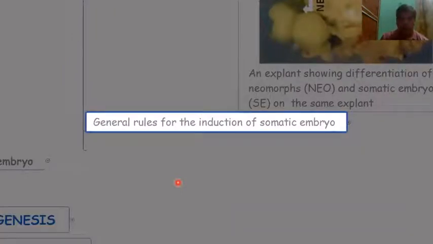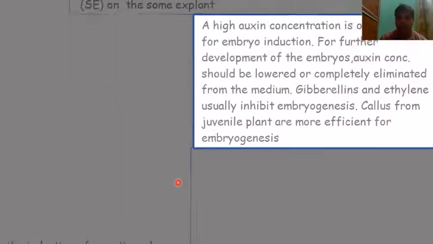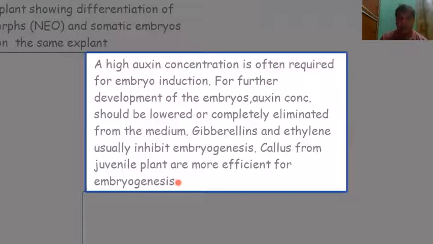Now, can we say something about the general rules for the induction of somatic embryos? Yes, there are some general rules for the induction of somatic embryos. Since we are practicing in vitro somatic embryogenesis, we can have some general rules. Like we already stated, high auxin concentration is often required for embryo induction. Remember auxin, and the main auxin is 2,4-D, 2,4-dichlorophenoxyacetic acid. And for further development of the embryos, auxin concentration should be lowered or completely eliminated. Again, this we have already stated.